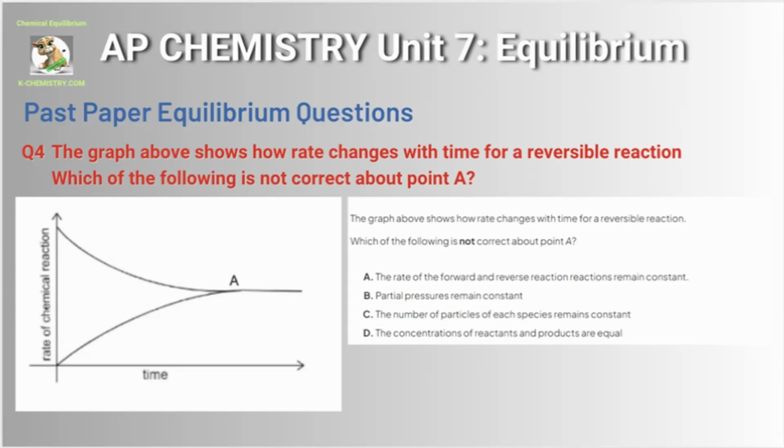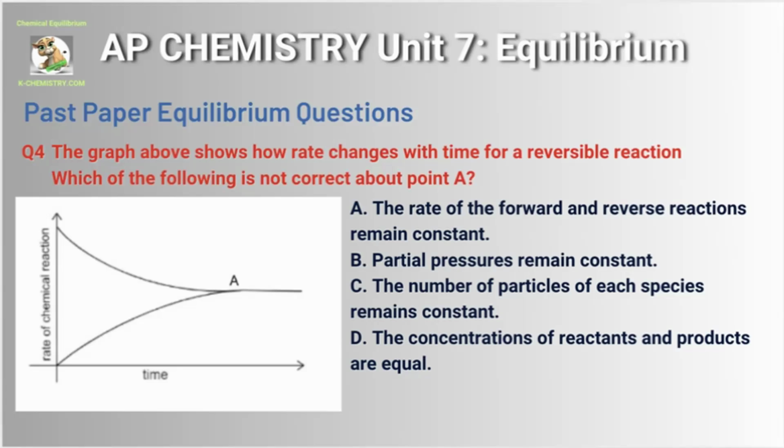Question number 4. The graph above shows how rate changes with time for a reversible reaction. Which of the following is not correct about point A? Is it that the rates of the forward and reverse reactions remain constant, or partial pressures remain constant? The number of particles of each species remains constant, or that the concentrations of reactants and products are equal?